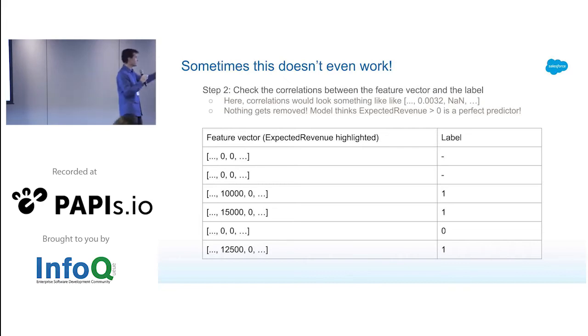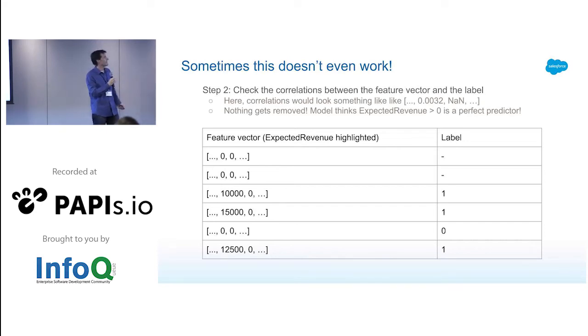So if you try to remove this feature with a correlation check, it won't work, because you'll typically put a threshold of anything above 0.9 correlation or 0.95, get it out of there. In this case, your correlations will say, hey, I've got 0.000-something, a very small correlation, so I won't remove this feature.